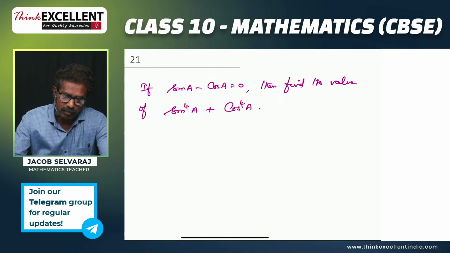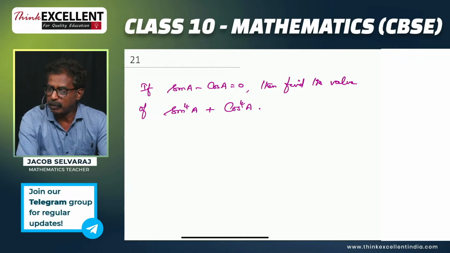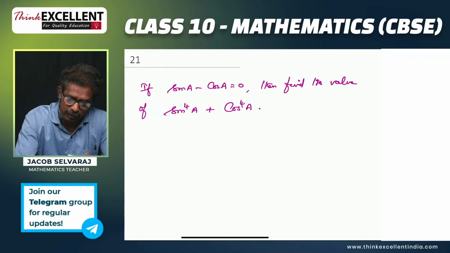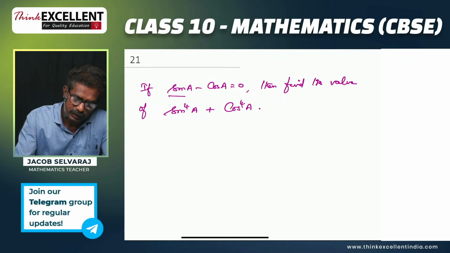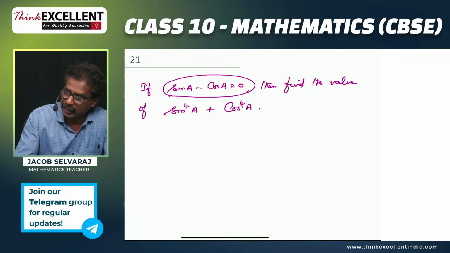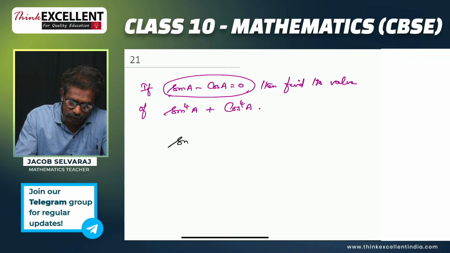Find the value of, very simple question, just to see your memory power. Those who attended the full class, can you give the answer quickly? Sin a minus cos a equal to 0. What comes in your mind?